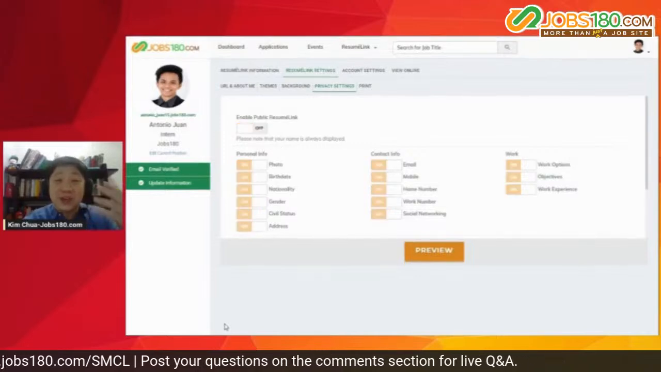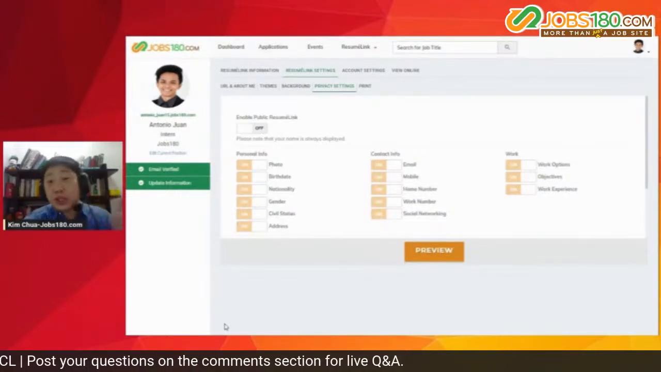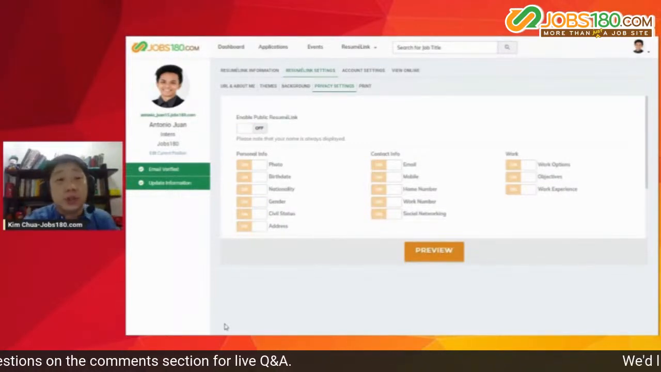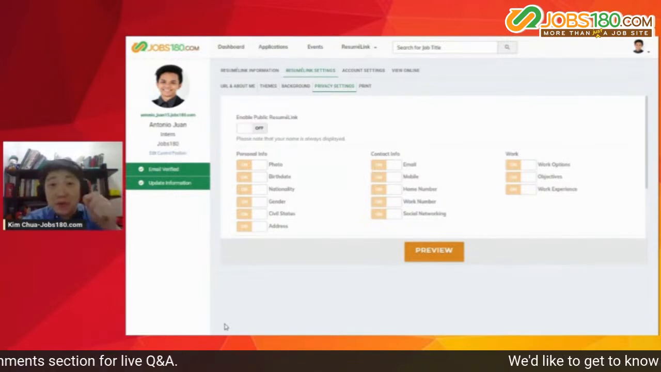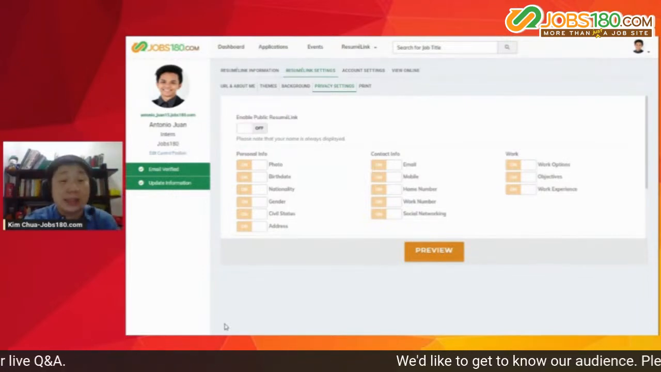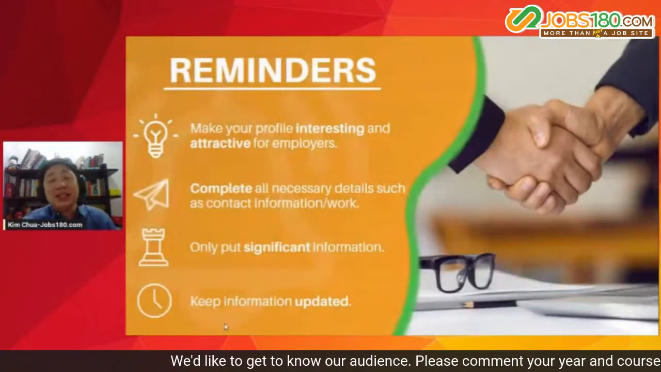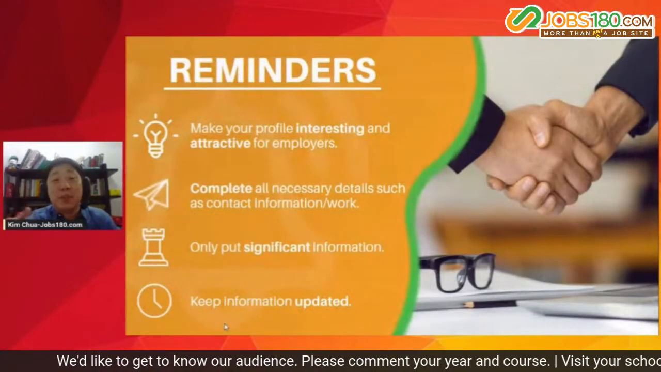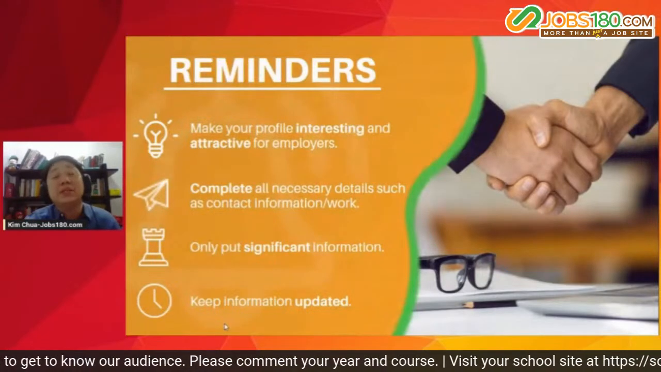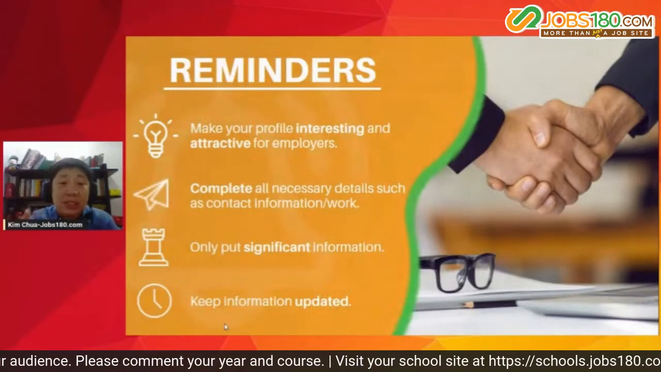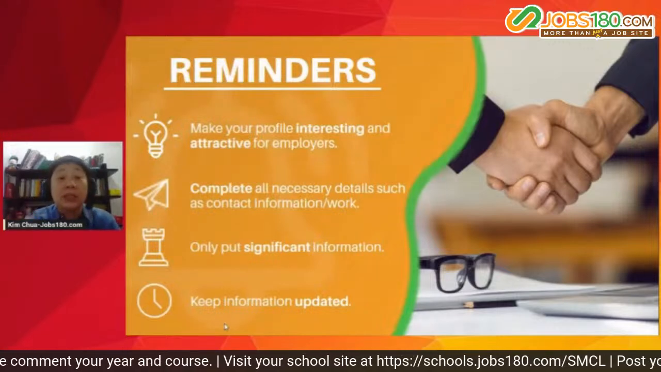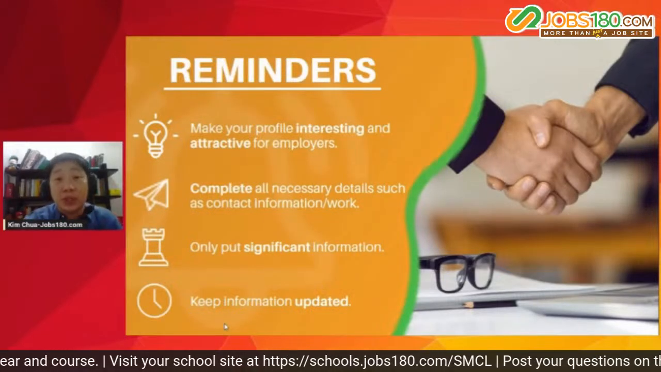Diba? So, depende na sa inyo kung ano gusto mo yung on or yung off. If you want to turn off everything, then okay lang. You can just turn off the button. Enable public Resumelink, off. Wala nang lalabas sa public. Kahit na anong information. Okay? So, yan ang re-remind ko sa inyo. The second step is for you to complete the information, and in doing so, please make sure that your profile is interesting, diba? Yung information mo kompleto at updated ang details nyo para mabilis kayo makontak ng mga HR.